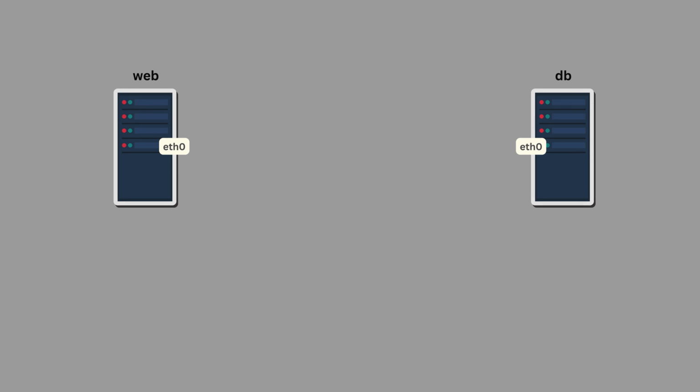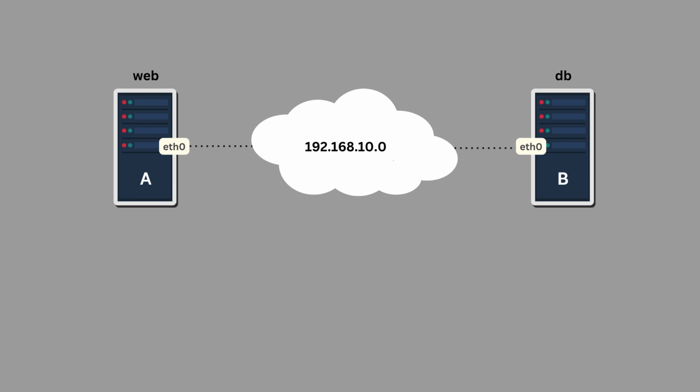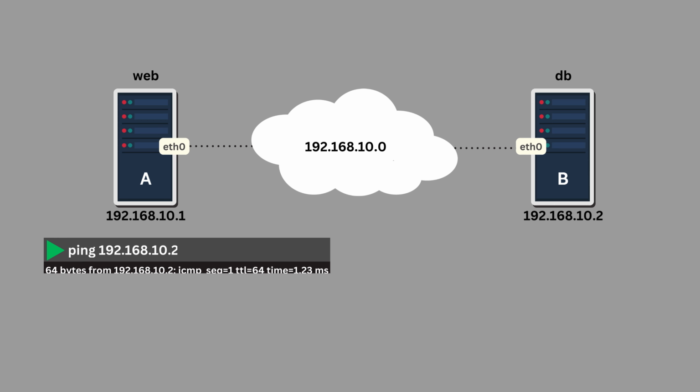Imagine you have two computers, A and B, connected to the same network. Computer A has an IP address of 192.168.10.1, and computer B has an IP address of 192.168.10.2. You can successfully ping computer B from computer A by using the IP address.